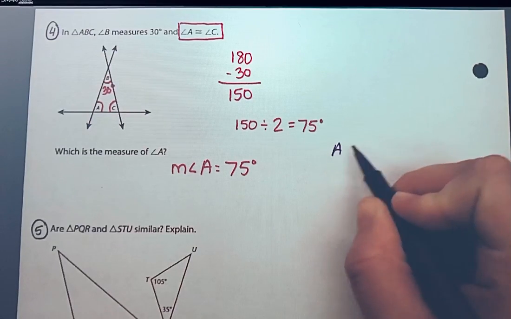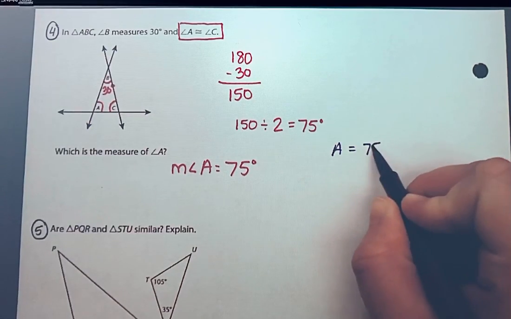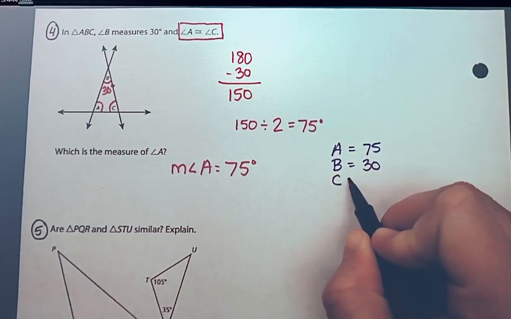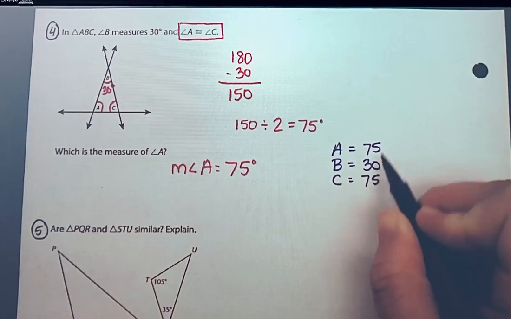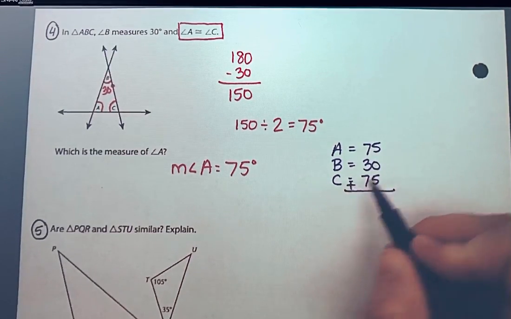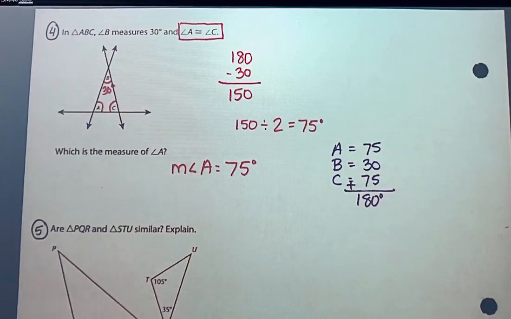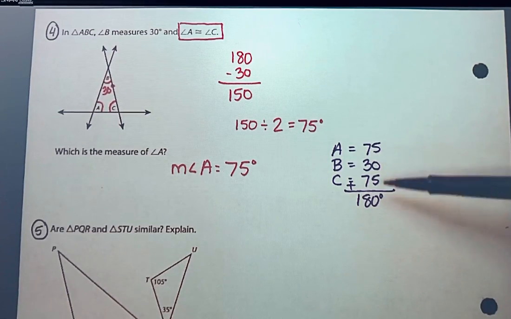Again, you can check that, and it's very easy to check. If A is 75 degrees, we know B is 30, we know C has to be the same as A, which is 75. Quickly add them all up, and you get 180. So it meets all the criteria of this problem. B is 30, and these two angles are equal to each other.